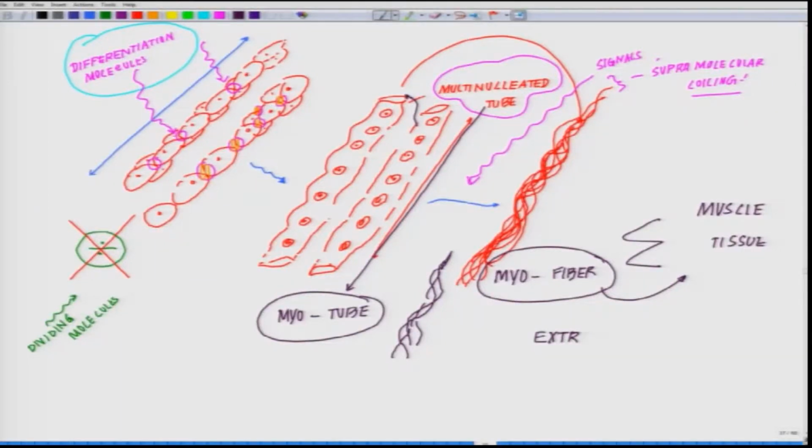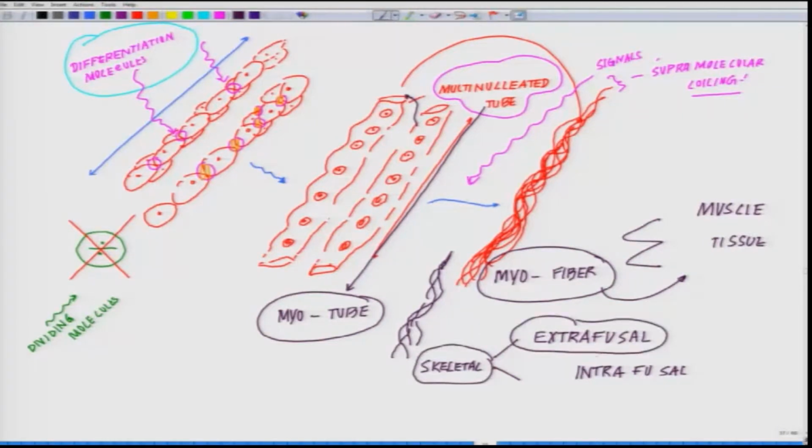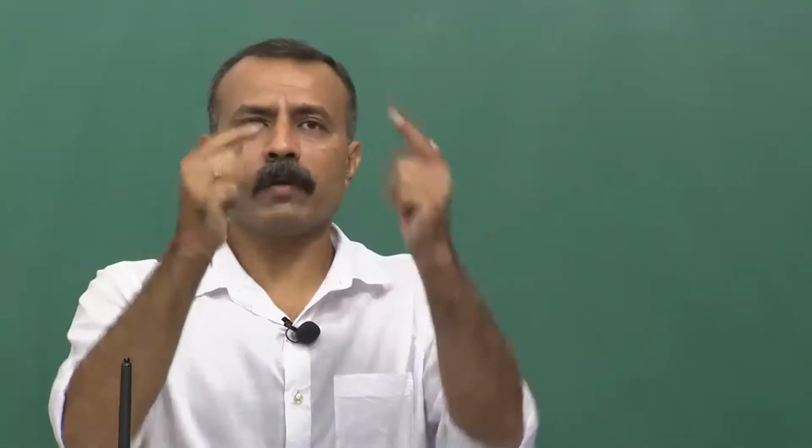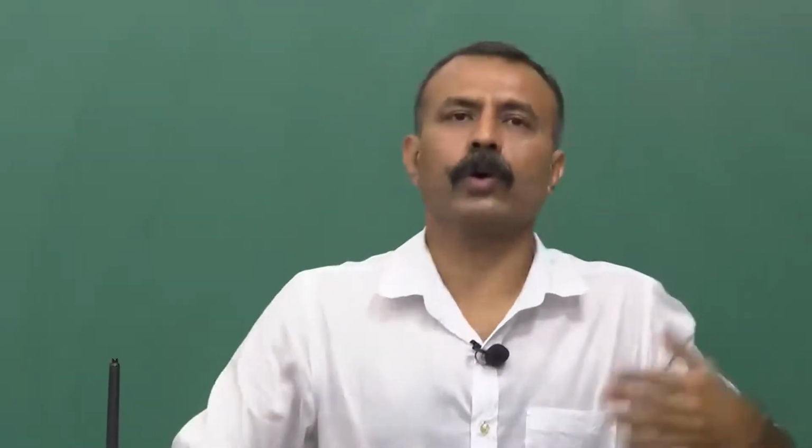Extrafusal muscle and intrafusal muscle. These are both classifications of skeletal muscle. We will come into what extrafusal muscles and intrafusal muscles are. But at this stage, please do not get confused. The whole idea of this course is to make things simple for you, so that if you pick up any book, you should be able to understand what you are really looking at.